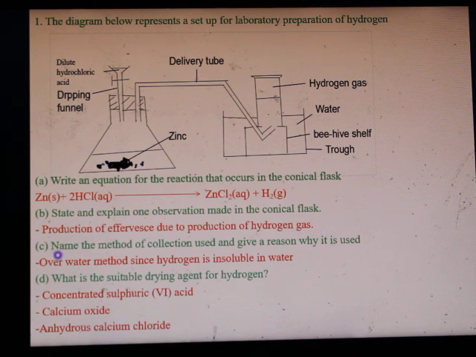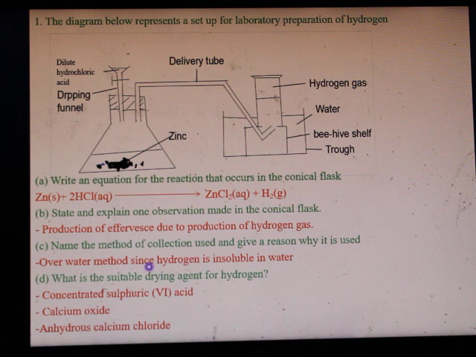Then question C. Name the method of gas collection used and give a reason why it is used. Now, looking at this experiment, zinc is being reacted with dilute hydrochloric acid and hydrogen gas is being produced. It's passing through this delivery tube all the way to this other end and it's being collected here. But when you look, it's being collected over this water. So the method of collection in which a gas is collected over water is called the over water method.